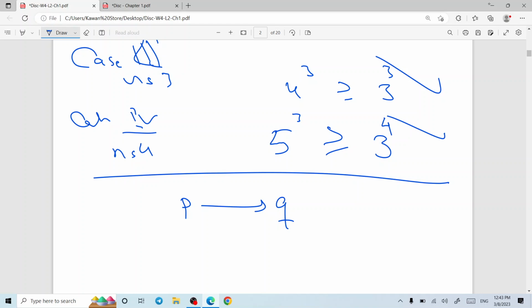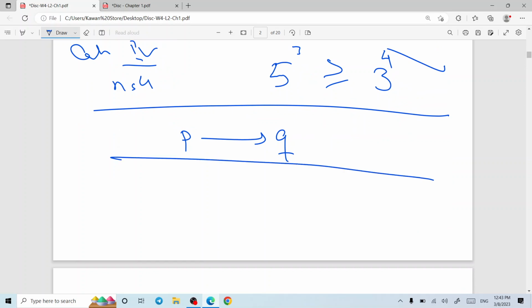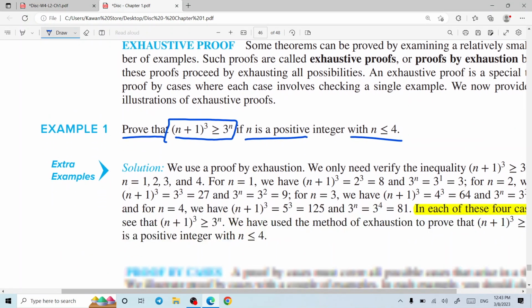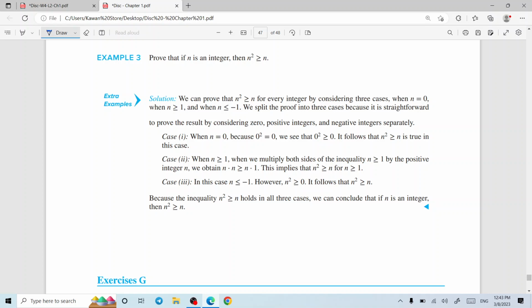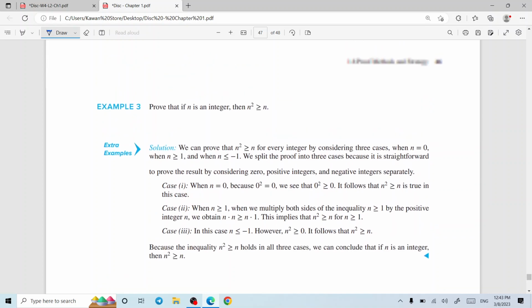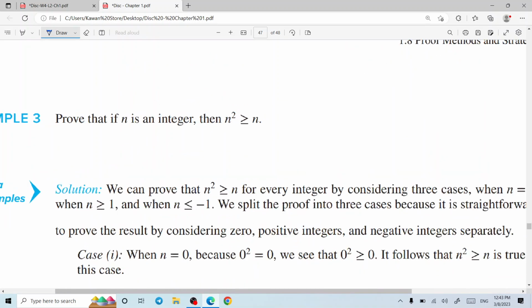Do you have any question about it? You know where we are using that one? Good. So that's all about solving by cases or proving by cases. Here's the example, case number 1, 2, 3. Now, another example.